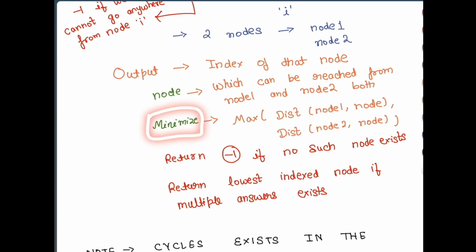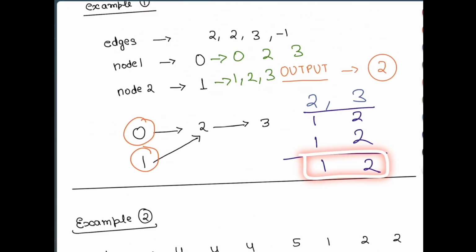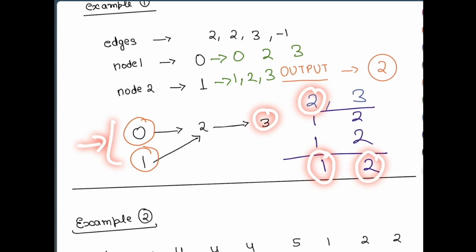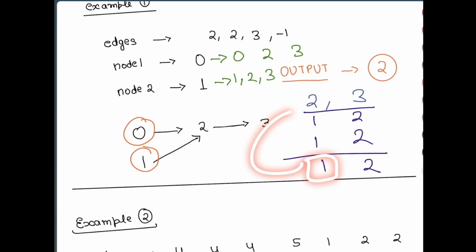And now we need to minimize the values. So these are the distances we found. 1 is the maximum distance from both the nodes to 2, and 2 is the maximum distance from both the nodes to 3. The minimum out of it is 1, which is for 2. The answer or the output in this case is going to be 2, because we need to find out that particular node index which has the minimum distance.